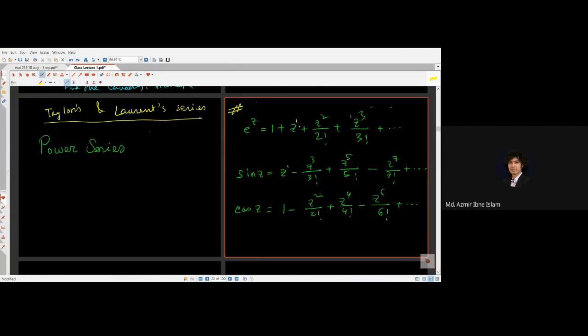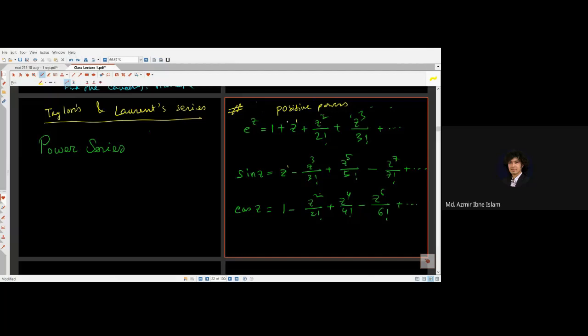Now you can see that whatever powers we have for z, z power 1, z power 2, z power 3, for sine z, z power 1, z power 3, z power 5, all these are positive powers, right? Do you have z power negative 2? No, sir. So that means all these are positive powers. But in complex analysis, we may have negative powers.